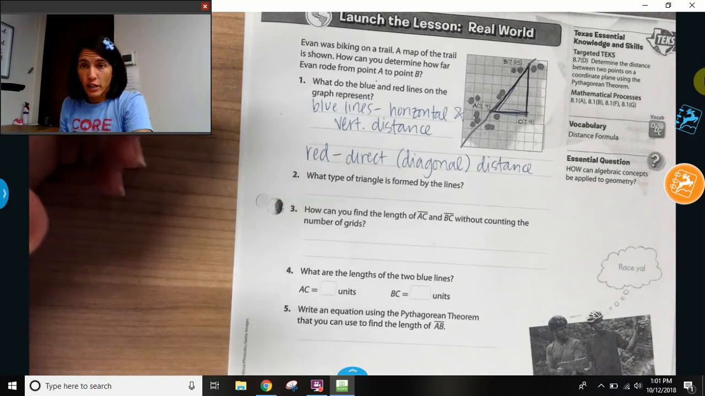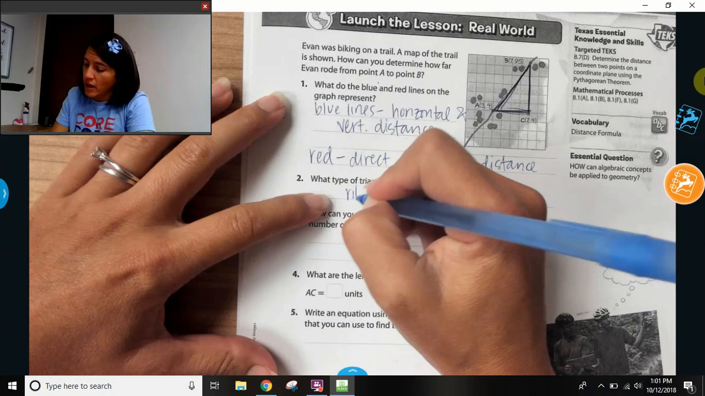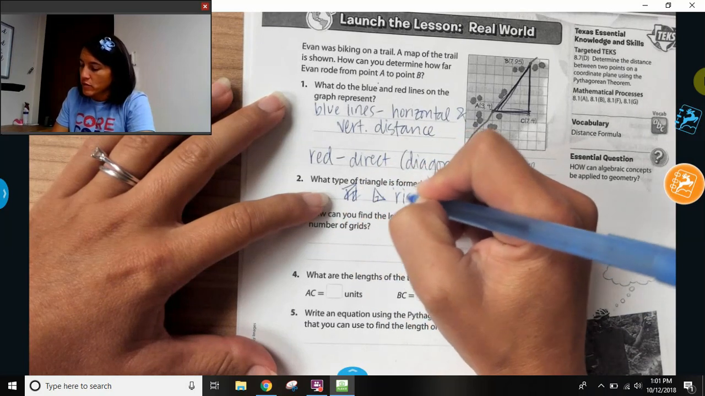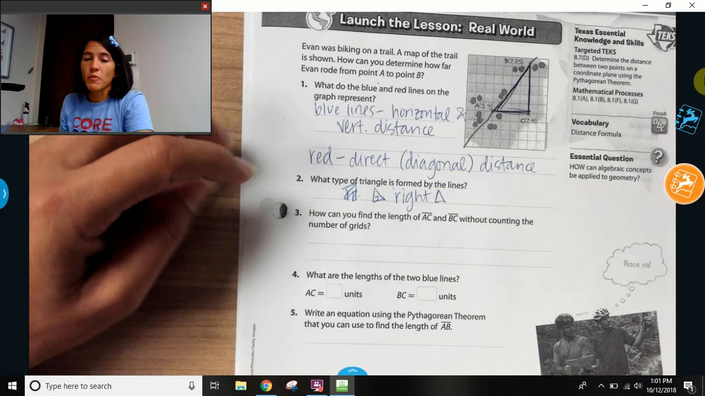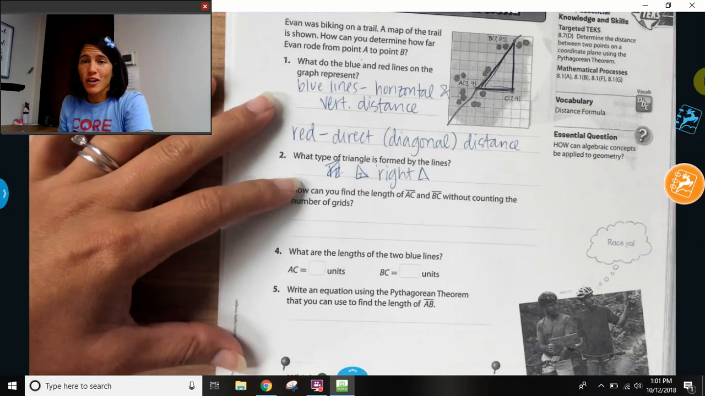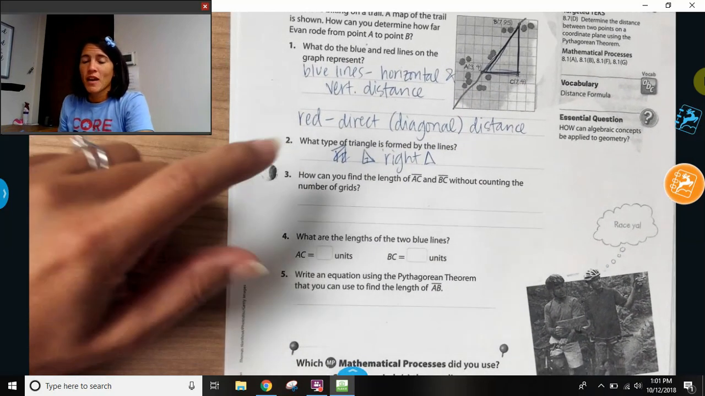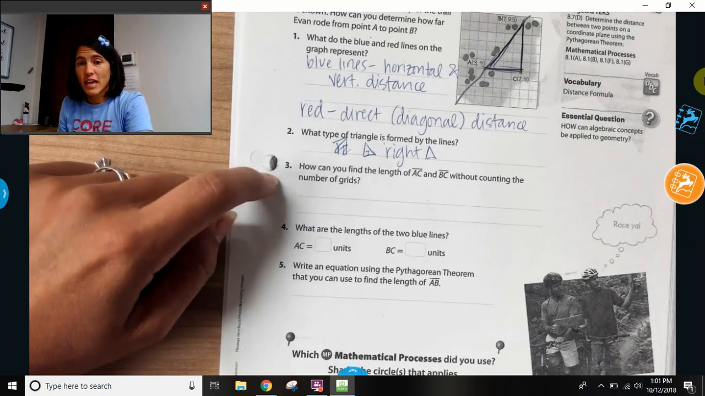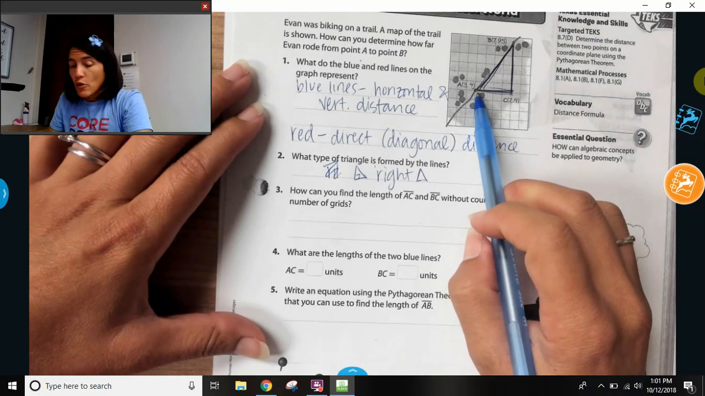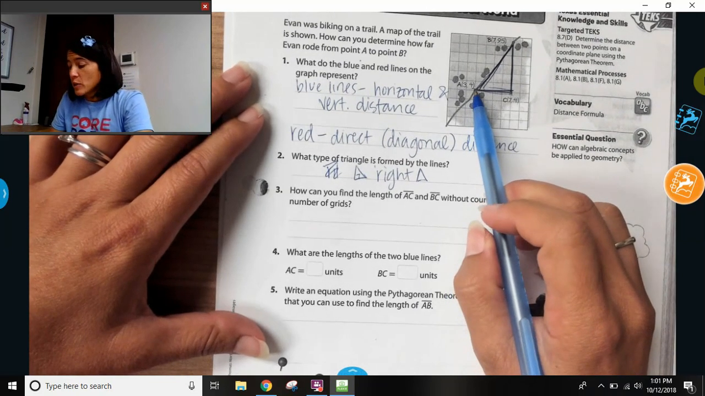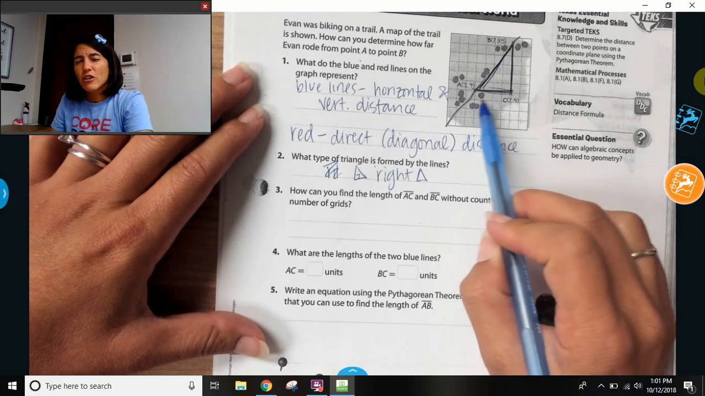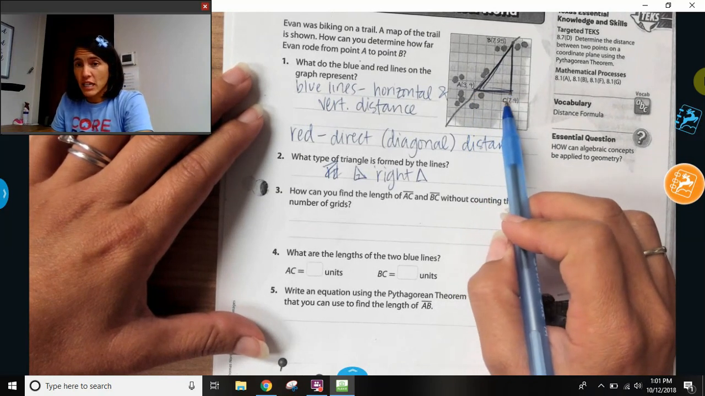So what type of triangle is formed? And we have a right triangle. And when you have a right triangle, we can use the Pythagorean theorem. Now it says, how can you find the length of AC and BC without counting the number of grids? So the easiest way would just say, oh, well, let's just count 1, 2, 3, 4. But it's asking, how can we find it without counting?